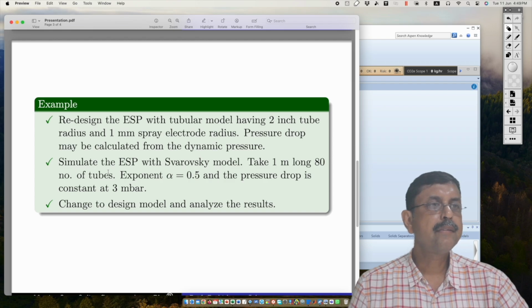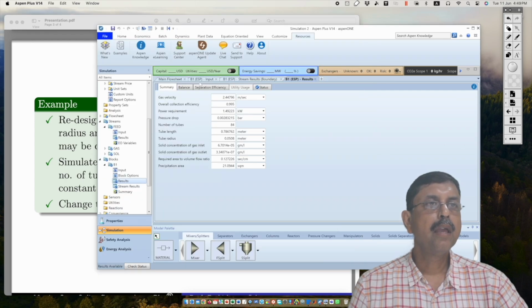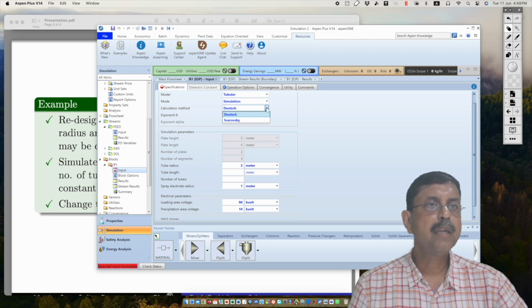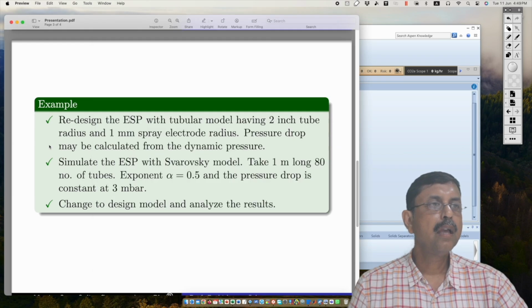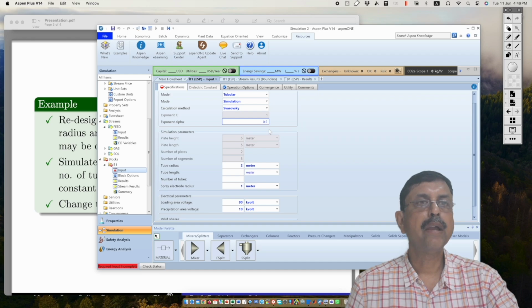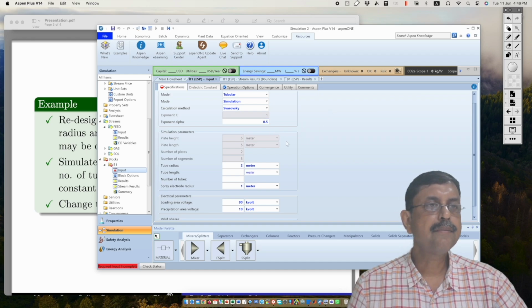Then the next problem is simulate ESP with Swarovski model. You have to take 1 meter long, 80 number of tubes with exponent alpha equal to 0.5 and pressure drop 3 millibars. So in this case, we have to go back to simulation mode. So simulation with Swarovski, exponent is 0.5, so instead of the default 0.53, we take 0.5.